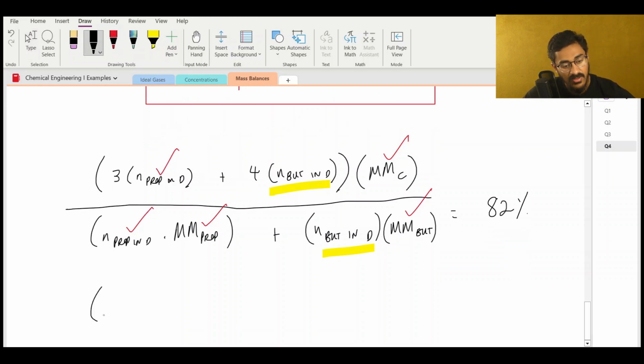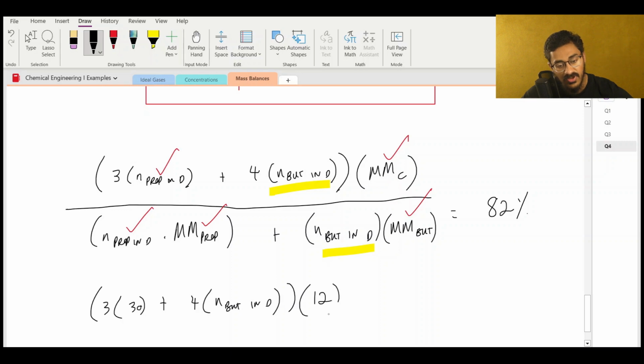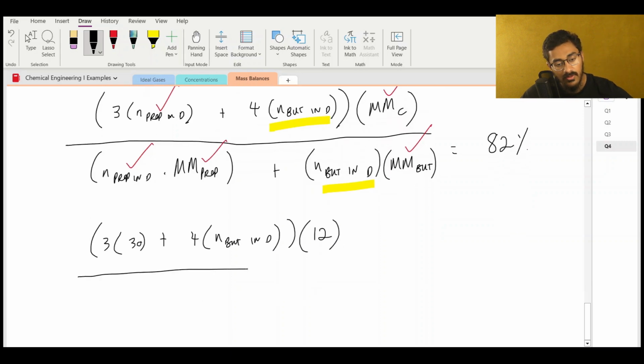And so you can have fun with that, but let me just substitute some values in first. Okay, so that's 3 multiplied by the number of moles, which is 30, plus 4 times the number of moles of butane in the distillate, and multiplied by the molar mass of carbon, which is 12. All right, in case my handwriting is a bit untidy, you can just make these square brackets. I think that's a bit more intelligible.